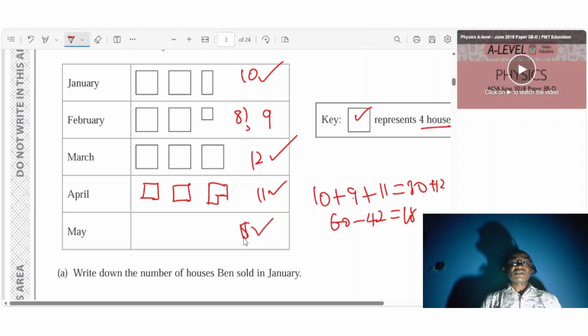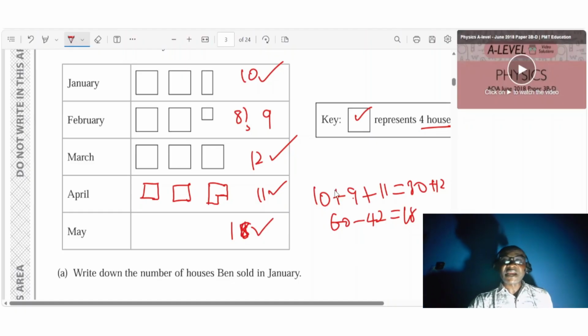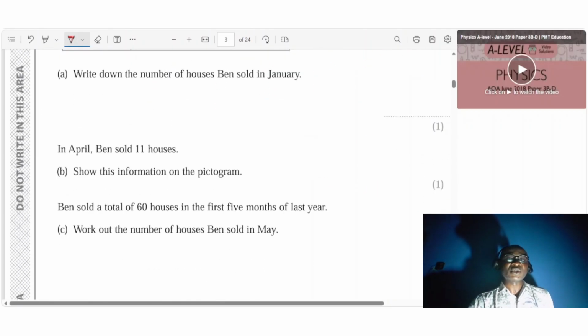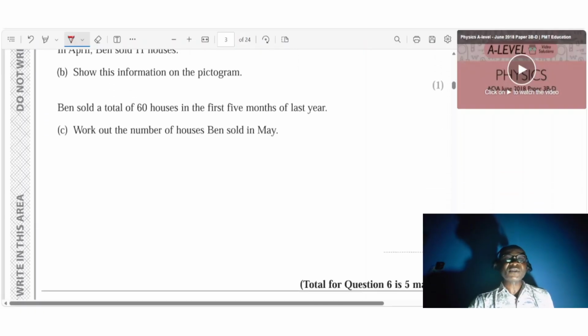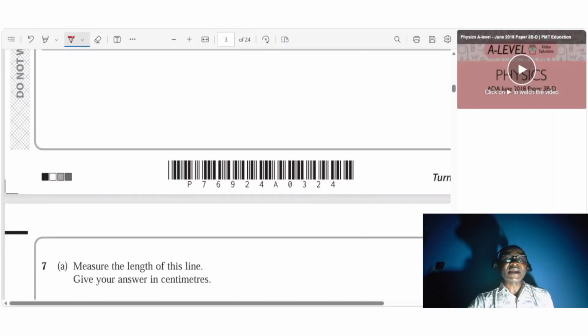18 houses. Do you understand? Yes, sir. So when you add the first four, which is 10 plus 9 plus 11 plus 12, that will give us 42. You subtract it from the total of 60 houses that were sold for the 5 months. That will give you exactly what was sold in the month of May. Okay, we move to the next question.